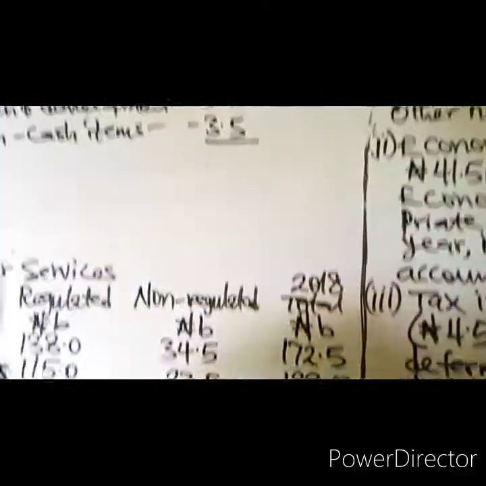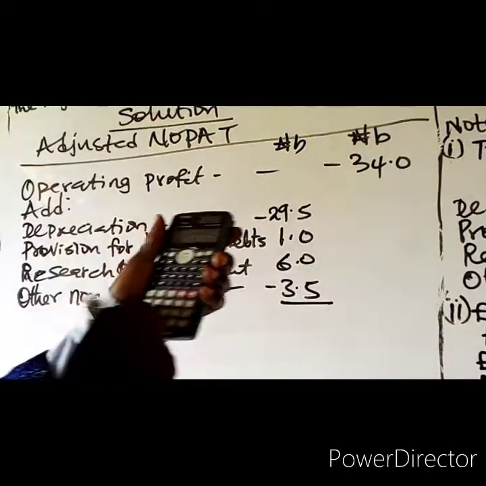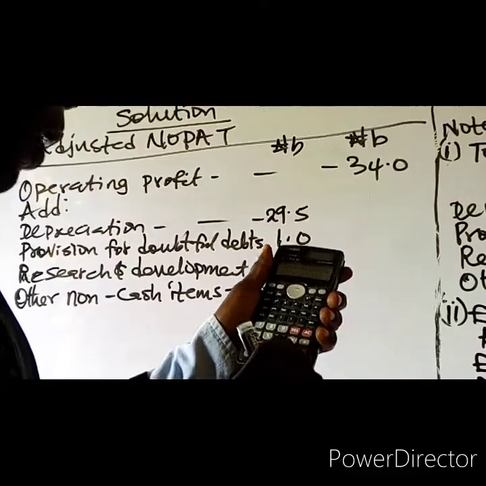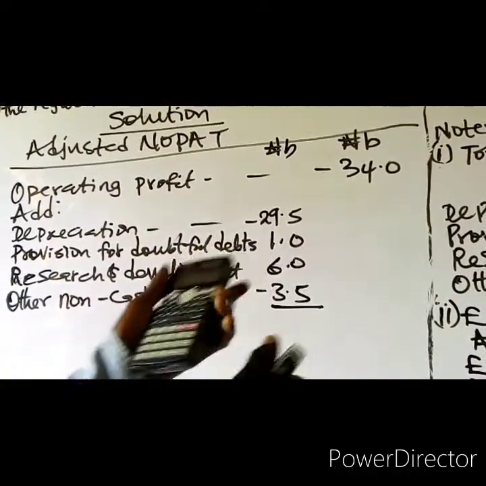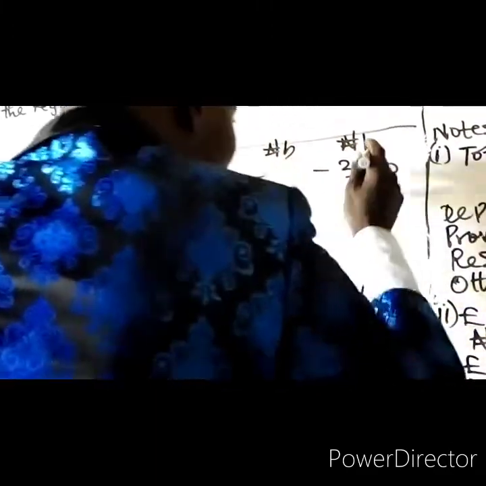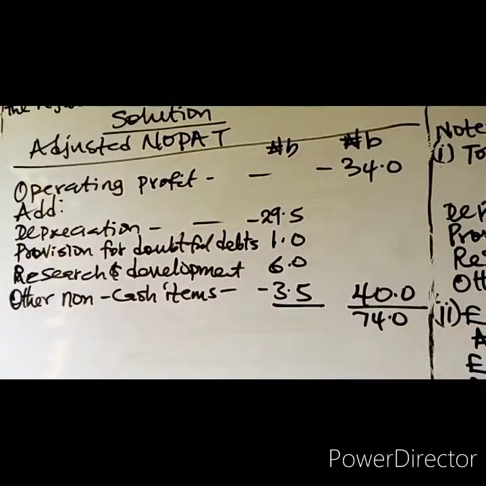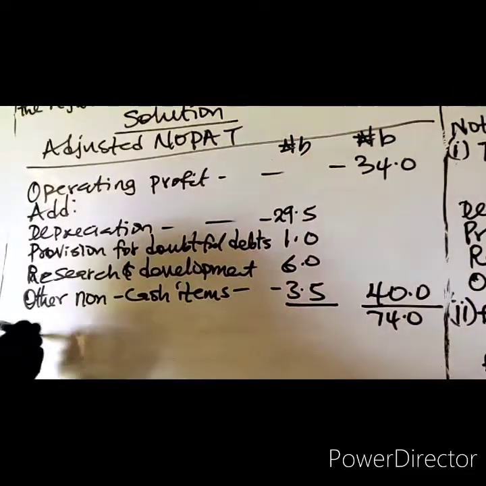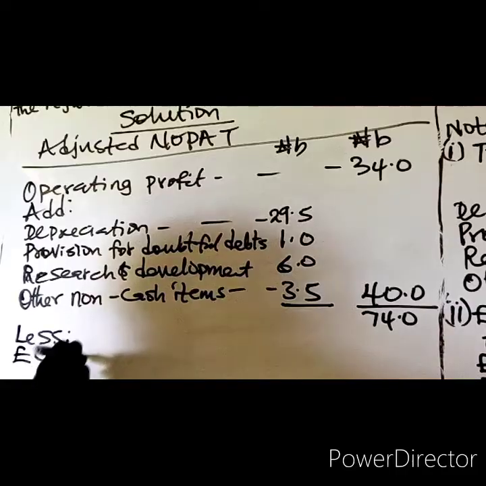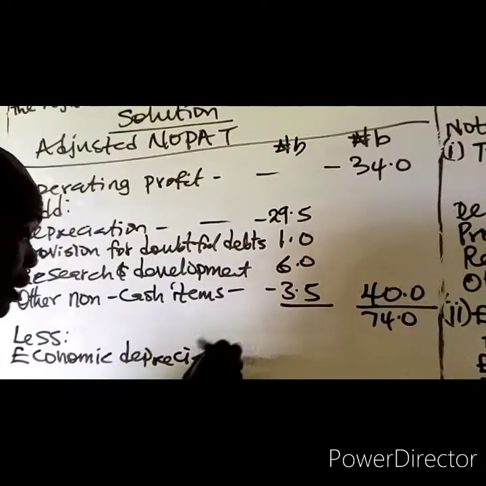So you sum this up. You have 29.5 plus 1 plus 6 plus 3.5. That is total 40, so 40.0 billion. So when you add it to 34.0, you have 74.0 billion. So from this 74.0, you less the following items. Number 1 is economic depreciation. You are going to deduct the economic depreciation.